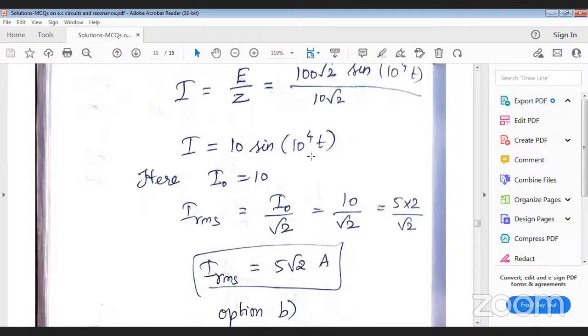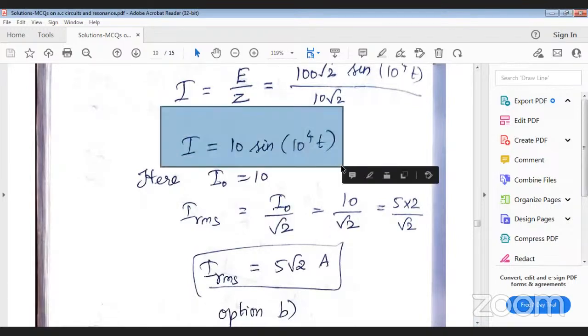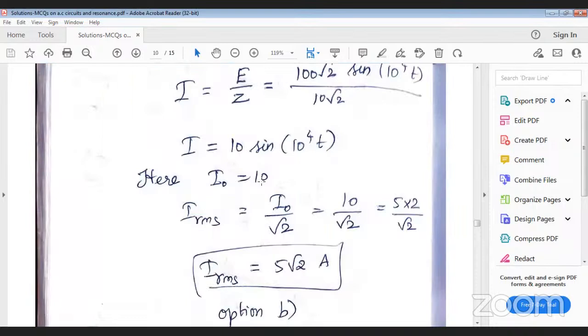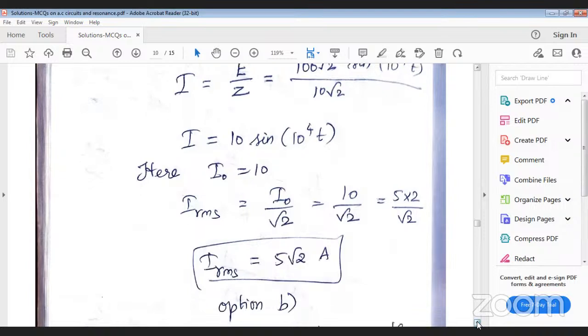Once again, the standard equation form, I equal to I naught sine omega t. When you compare this with this thing, your I naught will be 10. So I naught equal to 10. I RMS is equal to I naught by root 2. So 10 by root 2. When you simplify this, 10 will be 5 into 2 divided by root 2. So this 2 and this root 2 will be cancelled and you will be getting root 2 on the numerator. So I RMS equal to 5 root 2 ampere. That is option B.